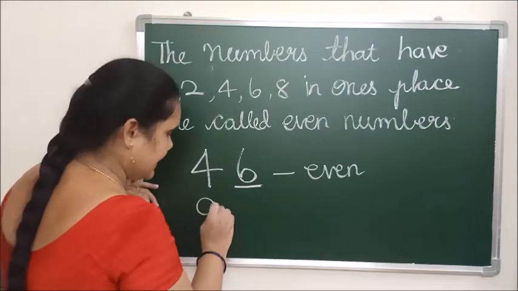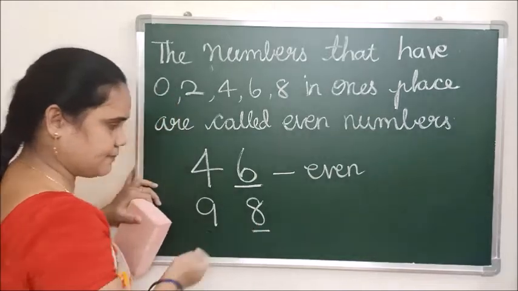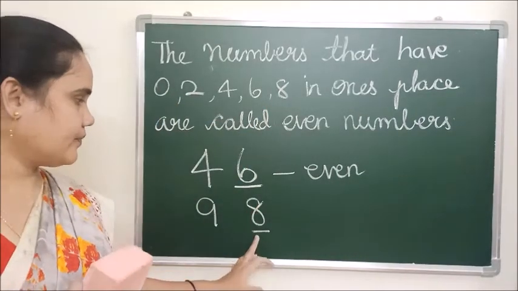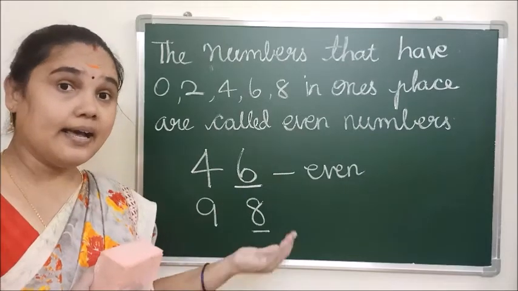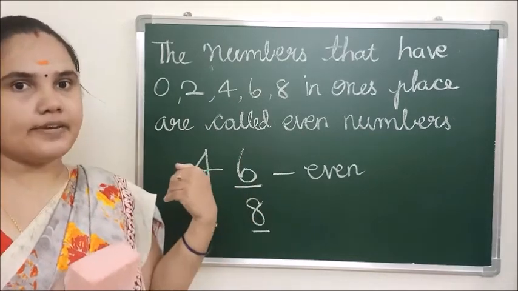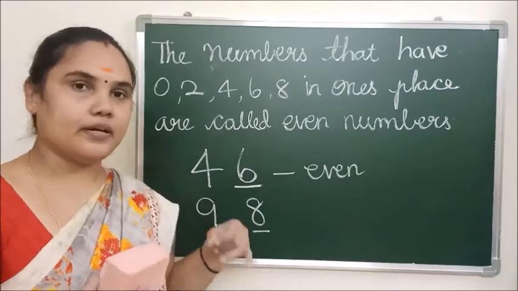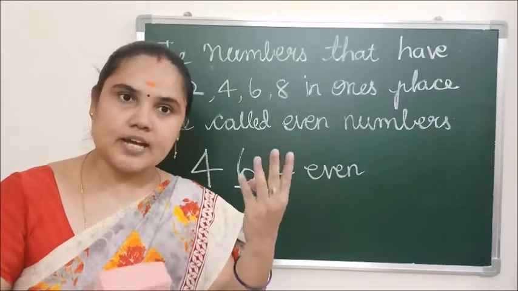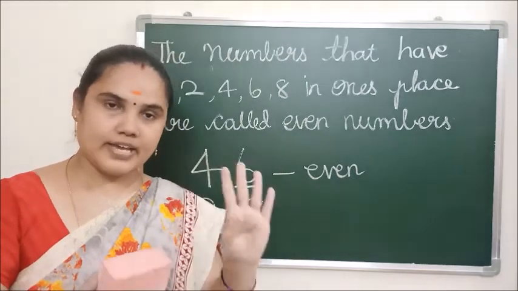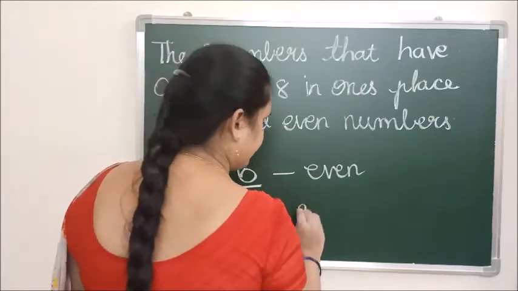Another example, 98. Underline the ones place. See, 8. We have 8 in ones place. So, it is an even number. Or, by reading table 2 also, we can identify easily the even number. Okay. Read the table. 2 ones 2, 2 twos 4, 2 threes 6, 2 fours 8. We have 8 in table 2. So, it is an even number.